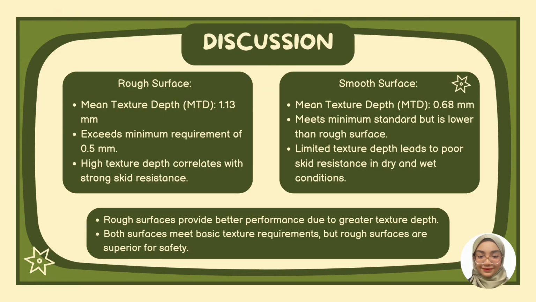Next is the discussion for the sand patch test. For the rough surface, the mean texture depth is 1.13 mm, which exceeds the minimum requirement of 0.5 mm. This high texture depth correlates with strong skid resistance. Meanwhile, for the smooth surface, the MTD is 0.68 mm and it meets the minimum standard but is lower than the rough surface. The limited texture depth leads to poor skid resistance in dry and wet conditions.